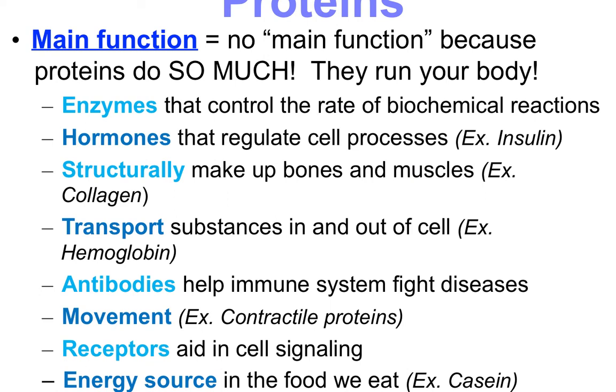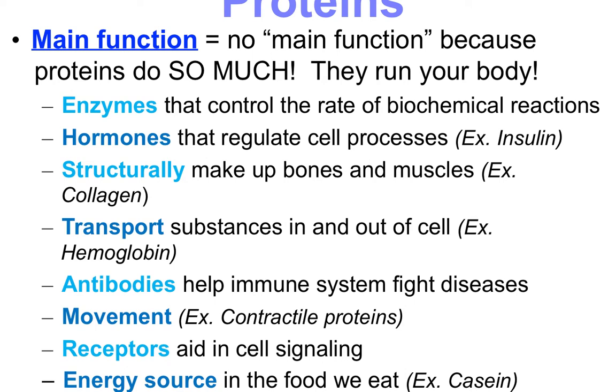Moving on to proteins. It's hard to say what their main function is because they have so many different functions. I mean, they basically run our body. Certain types of proteins are enzymes. They control the rate, or help the rate, of how biological chemical reactions happen in our body. And then things like hormones, which you teenagers have probably heard a lot about. Hormones regulate some cell processes in our bodies, and even insulin is an example of a hormone.